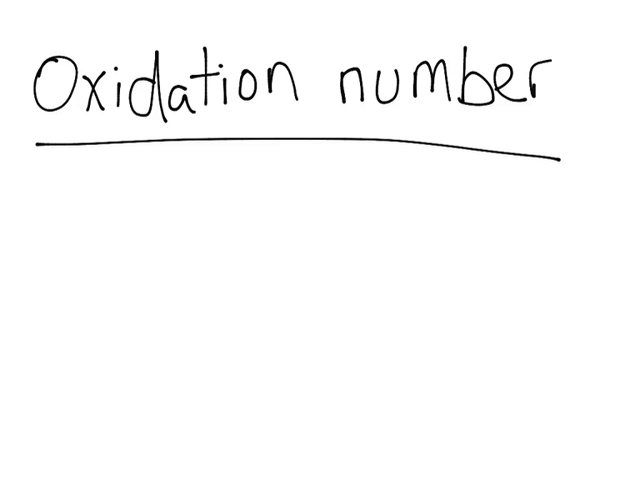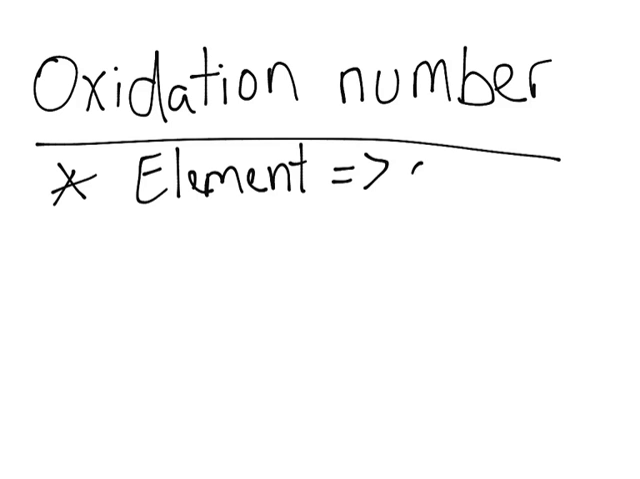There are some rules that you have to know about oxidation numbers that will always apply. The first one is that the oxidation number of an element will always be 0. So something like silver in its elemental form, so it's a solid, will have an oxidation number of 0.